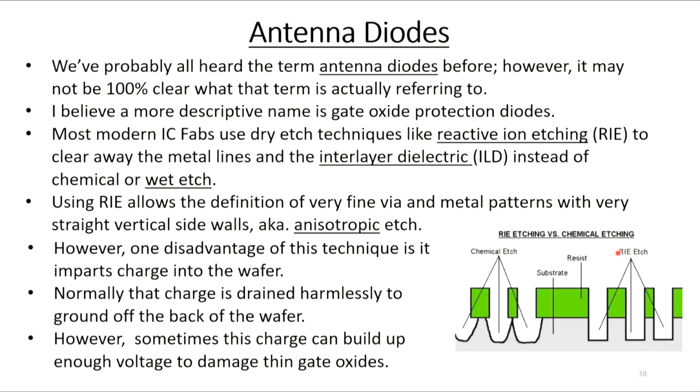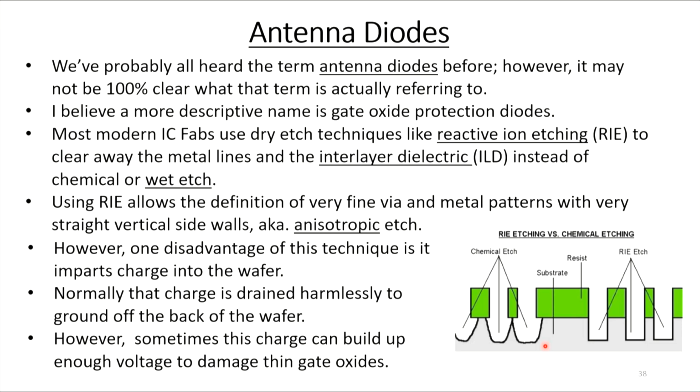And I show an example of what this looks like over here. With reactive ion etching, when you etch, you get these beautiful straight vertical sidewalls. But if you use chemical etch, you'll get a lot of undercutting of the resist. It's very difficult to define very fine geometries. So this reactive ion etching stuff is great.